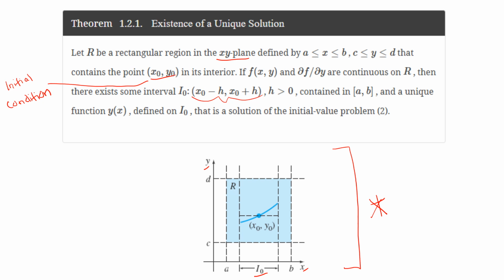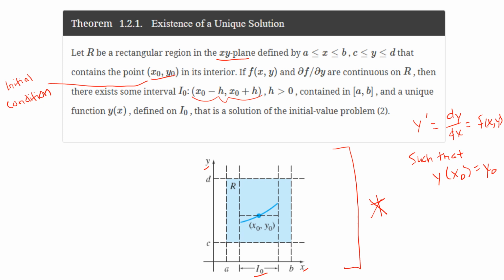And the initial value problem says that y prime equals dy/dx, which is f of x, y, such that y of x sub 0 equals y sub 0. And that was given to us by our initial condition in the theorem.